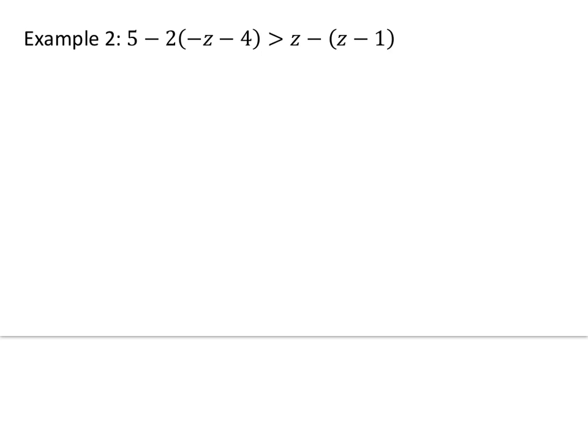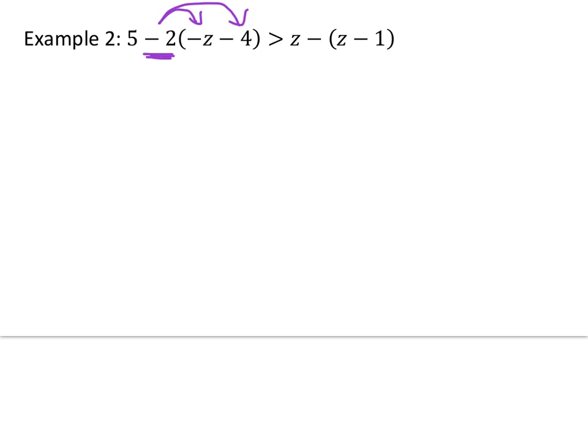Take a quick second, write this one down. It's a little bit more difficult. We have 5 minus 2, and then in parentheses, negative z minus 4 is greater than, on the other side is z minus 1. So the first thing I want to do is distribute. And in front of this set of parentheses is what looks like it's just a 2, but it's actually a negative 2.